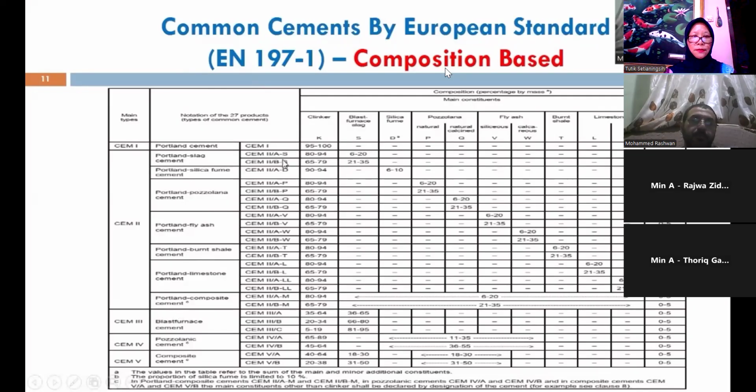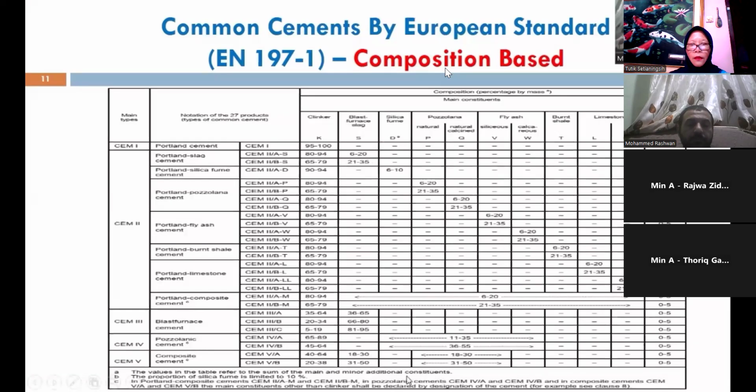Firstly, Portland slag cement includes a few percent of slag up to a maximum of 35%. But blast furnace cement is a reverse name. Why? Because it is composed mainly of slag, maybe 95% slag or 80% slag or 65% slag, with a few percent of clinker. Also, the same manner applies in pozzolanic, limestone and composite cement.